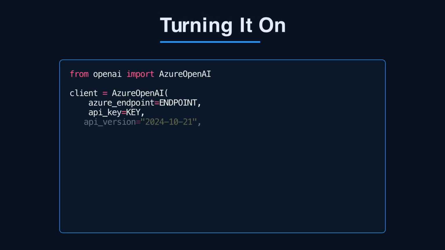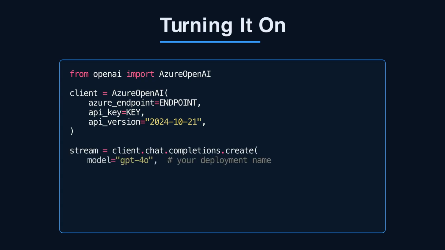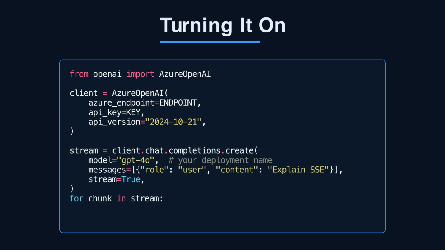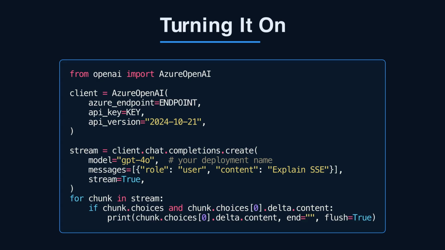You create an Azure OpenAI client with your endpoint, API key or token credential, and an API version. You call chat completions create with stream equals true, which returns a generator instead of a single response. You iterate it, and each chunk has a choices list.